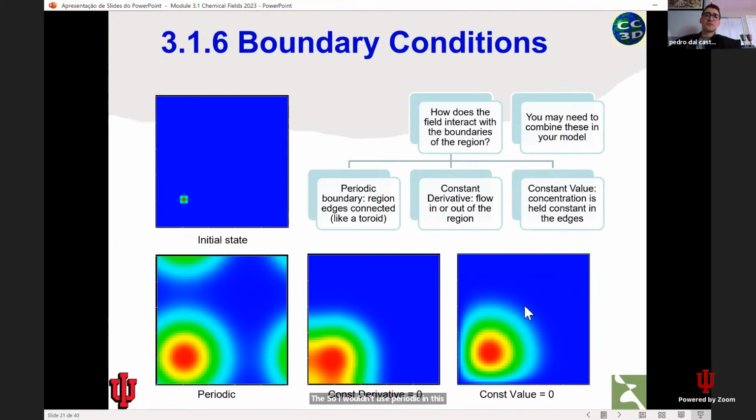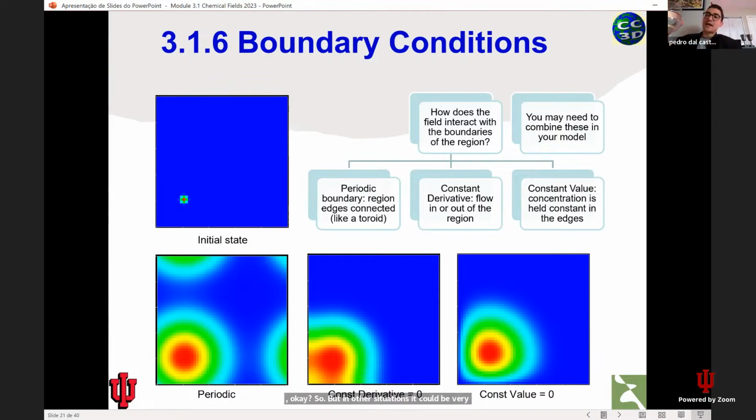And there is also constant value. I can hold the value of the field constant in the boundary. So let's say I hold this value at 0. It means that the concentration of the field in the boundary is 0. It's not useful in my case because although there's no dye inside the glass, the boundary does not refer to the glass. It refers to the contact between the water and the glass, okay? But in other situations, it could be very useful.